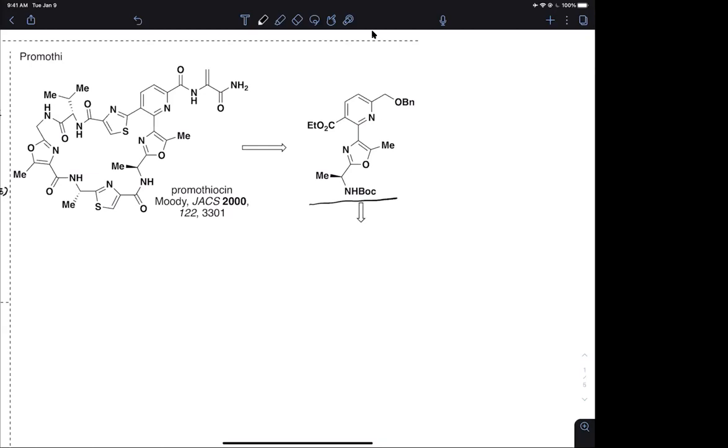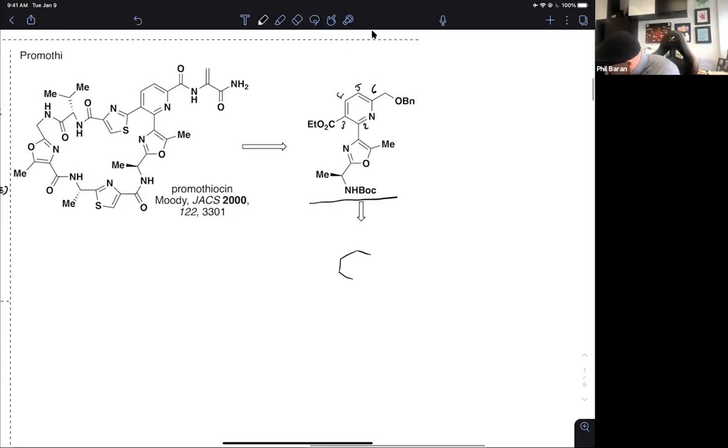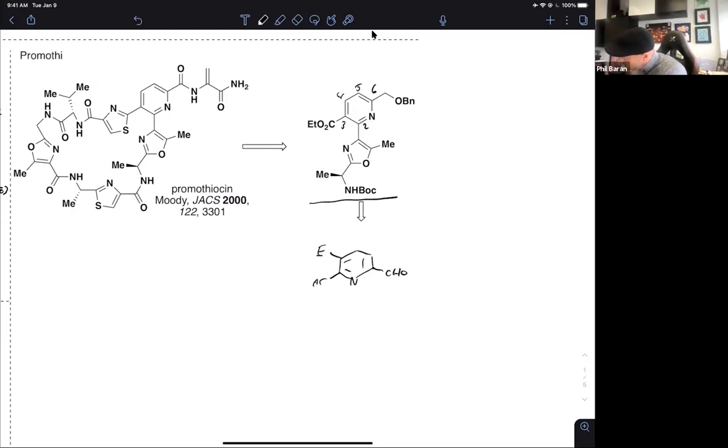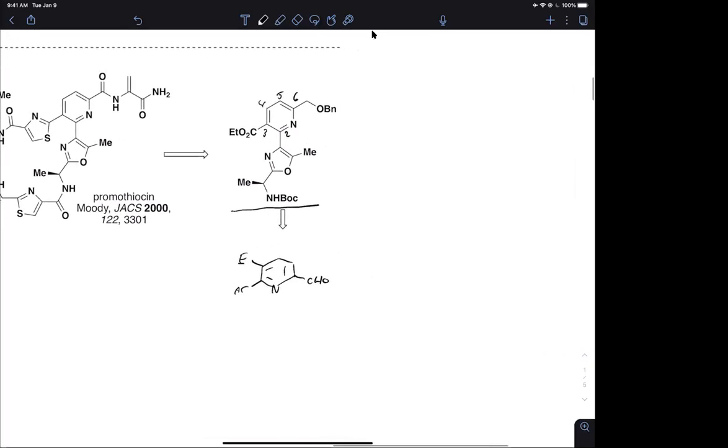Well, presumably you could make the ring from disconnecting back to the aldehyde. Aldehyde at C6? Yeah, potentially. And then what? Did that disconnection help you at all? Or you just delayed the answer?